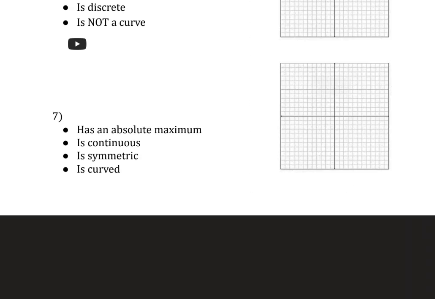All right, so question number 7, I don't know why my formatting's a little off, but has an absolute maximum, is continuous, is symmetric, and is curved. So number 1, I'm looking at that it has an absolute maximum. So that means it could either be like this or it could be V-shaped. But since the last thing says it's curved, we know it's probably going to be a quadratic. It also says it's continuous and symmetric.